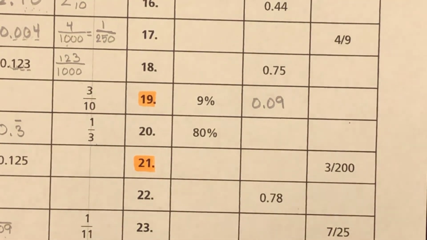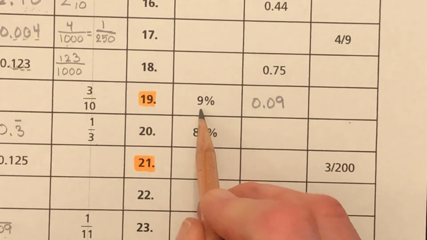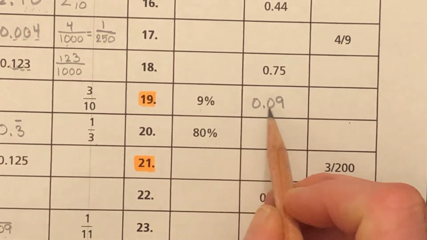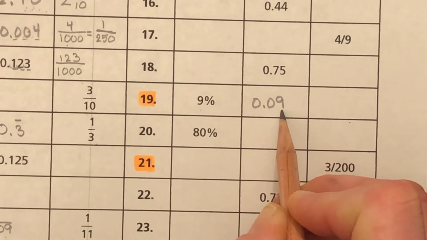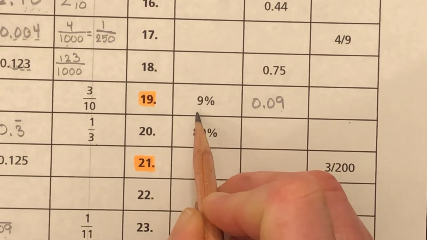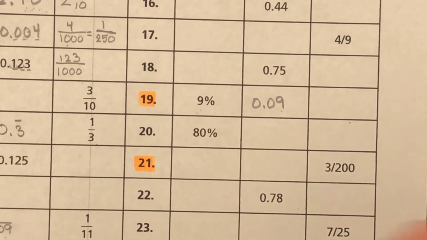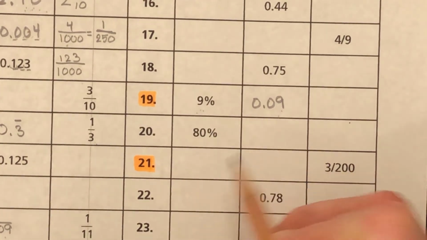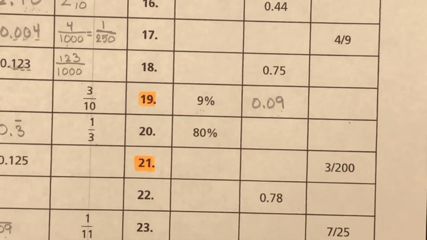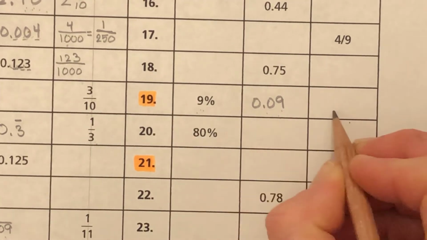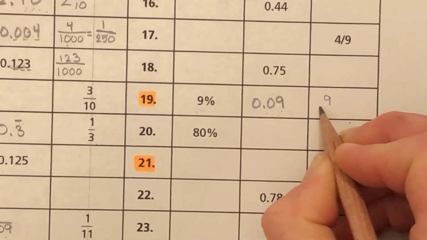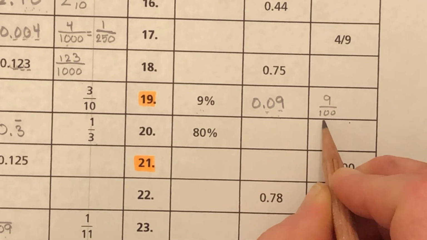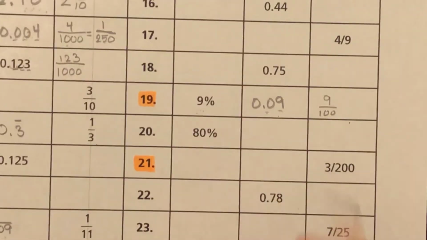Let's do 18 and 21. 9%. Move the decimal to the left 2 times, you've got 9 hundredths. 9 hundredths, 9%. They both mean per 100, for every 100. Percent is per 100, hundredths is for every 100. So you see how they mean the same thing? And then 9 hundredths in fraction form. You see there's 2 digits after the decimal, so you have 2 zeros in your denominator.